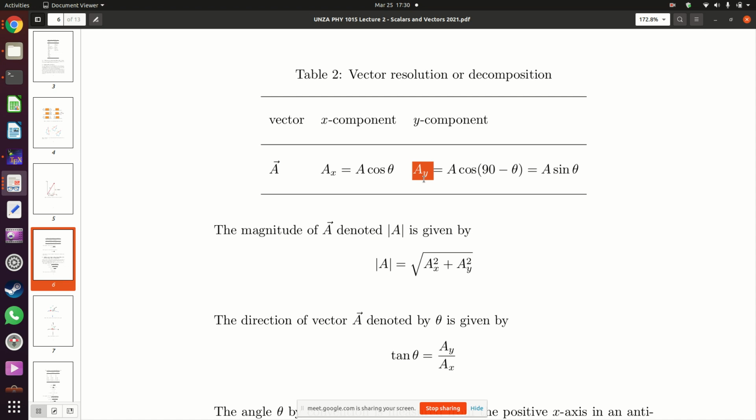And how do you do that? By using this expression. The magnitude of vector A, written like this, is equal to the square root of Ax squared plus Ay squared, where Ax is the x component of the vector squared plus Ay, the y component of the vector squared. This is how you get the magnitude of a vector from the components.